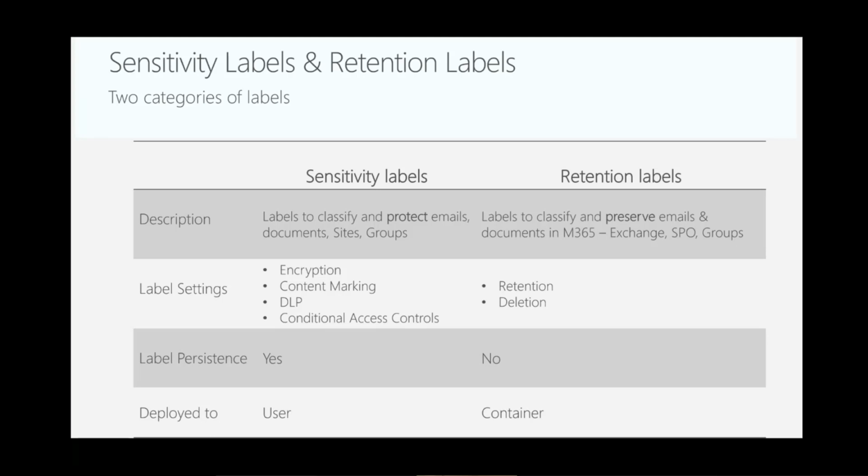Now, retention labels are built to preserve, to classify and preserve. So this is really built around retention and deletion. It's right in the name, but retention labels can do deletion. So common scenarios would be, I need to retain this content for 1 year. I need to delete this content after 1 year. I need to mark this content as a record after a certain amount of time.